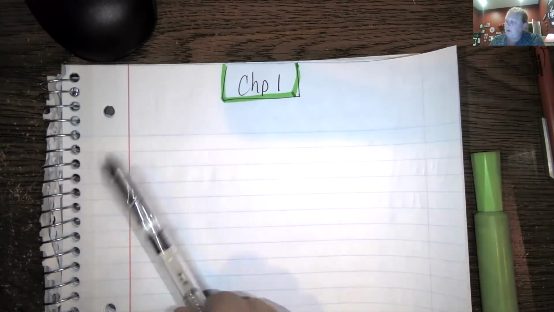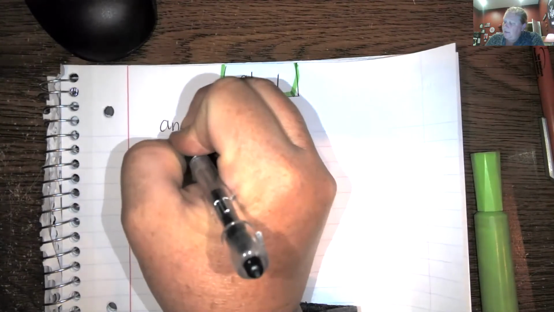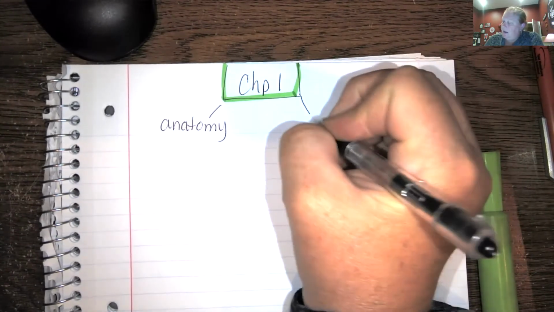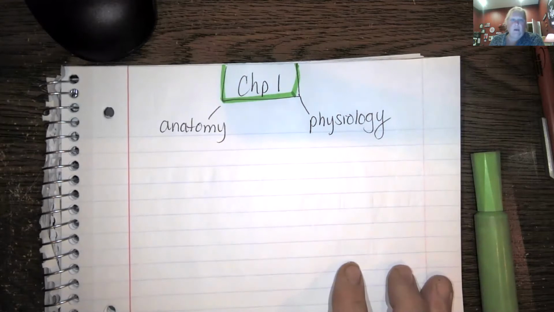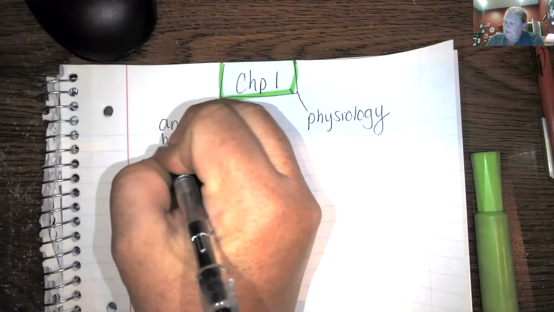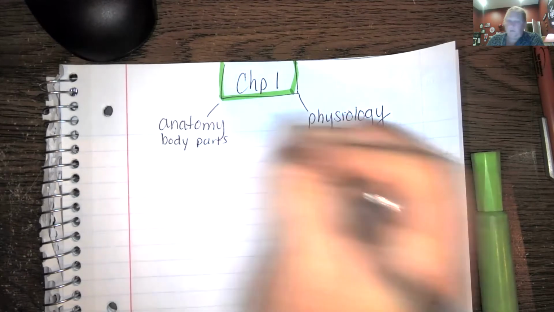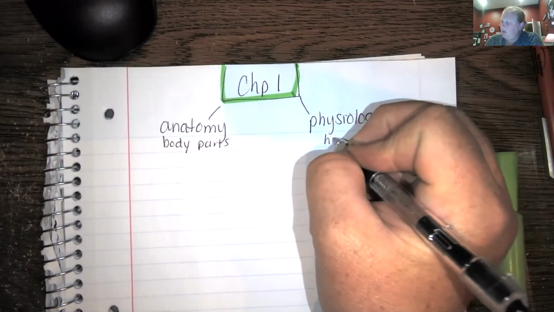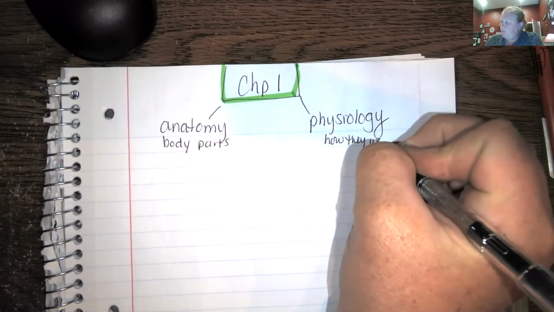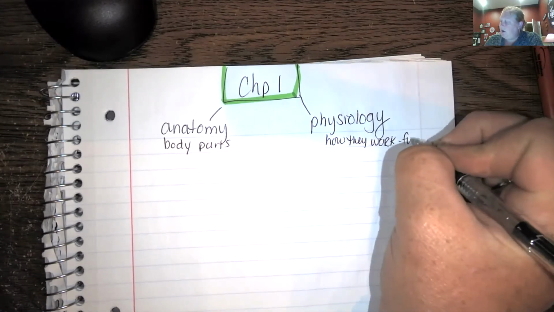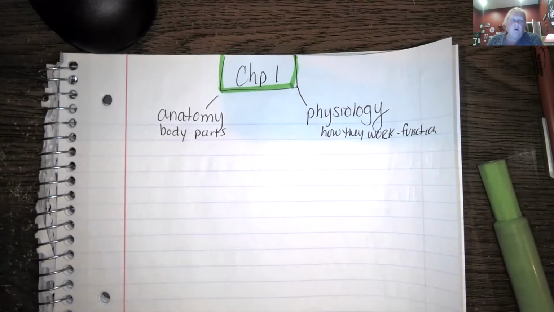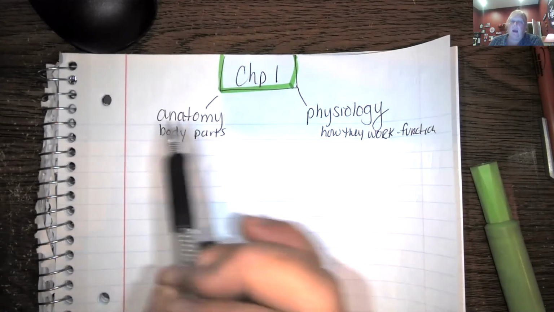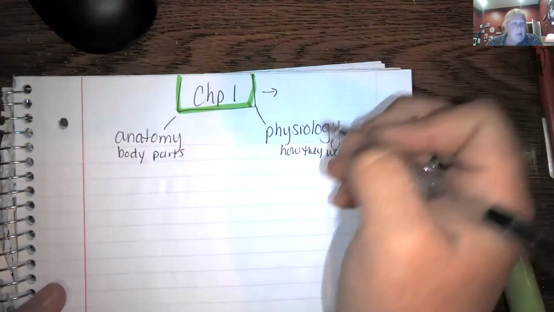Okay, so remember that our class is about anatomy and it's about physiology. Anatomy is about the body parts. Physiology is how they work. We would call that function. Now, when you think about the two, you really can't have one without the other, right?